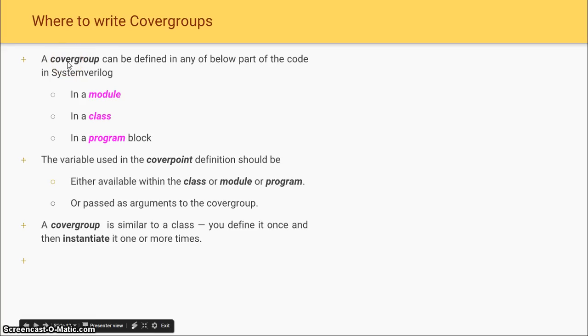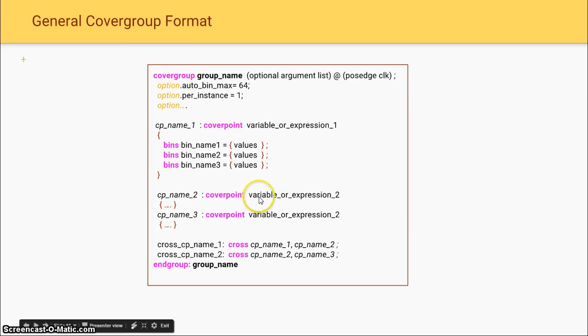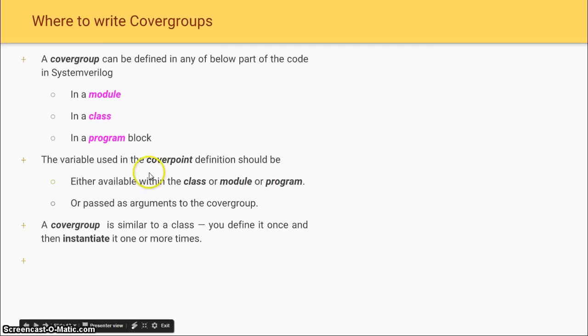Before going to the example, you need to understand where you can write a covergroup in SystemVerilog. So a covergroup can be written either in a module or in a class or in a program block in SystemVerilog. Typically, we use modules and classes to implement covergroups. And the next question is about the variables that I have listed in the covergroup syntax, the cover point variable or expression, and how these variables are coming to this covergroup. So these variables should be either available within the class or module that you declare here, or you need to pass these variables as arguments to the covergroup.